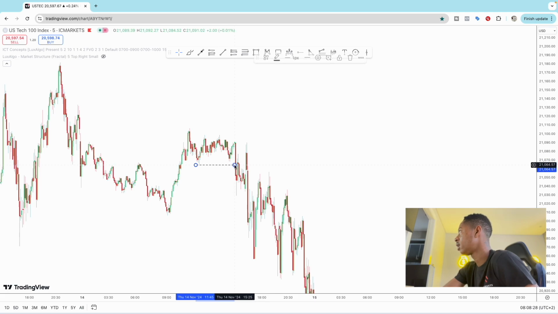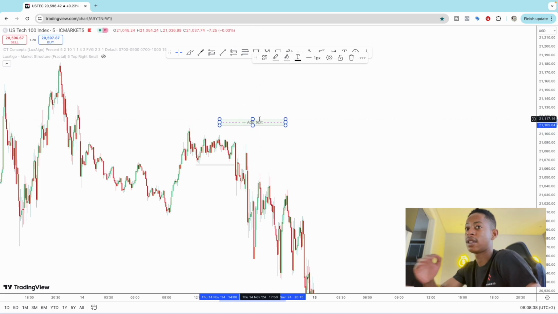Let me even put it more cleanly like this. There's an area here, and you can see how the resistance is. Price couldn't break above here, and then it couldn't break above this resistance area. It kept on, in fact, even retesting it multiple times.